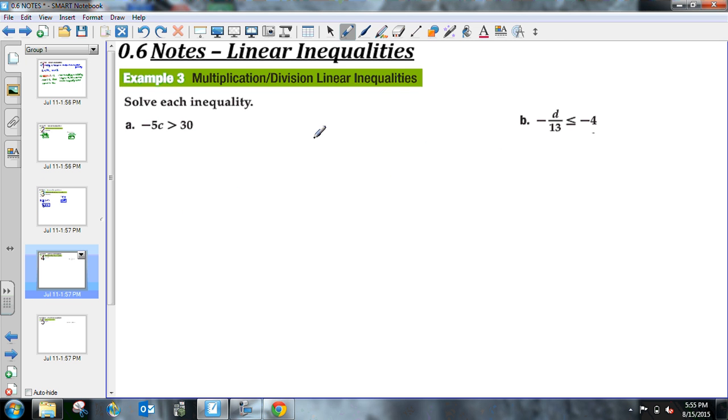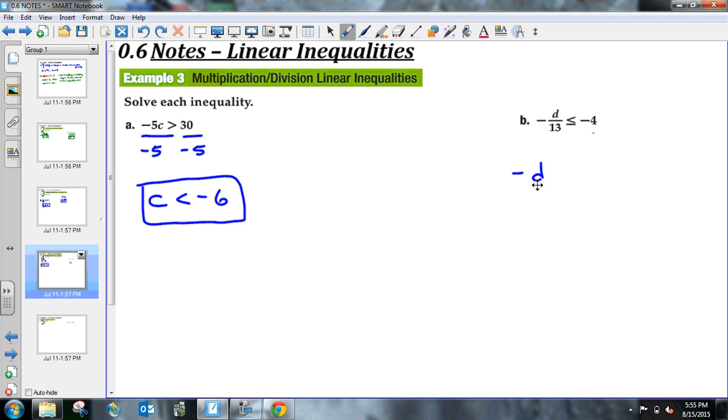All right, so now on this, I've got negative 5 times some number c is greater than 30. So if I divide by negative 5, now I'm dividing by a negative, then I get c, but I have to reverse my inequality symbol at this point because I divided by a negative, is less than negative 6. Okay, so that's the only thing I've got to do there. It's the only special case that I've got to consider. Okay, let me rewrite this over here.